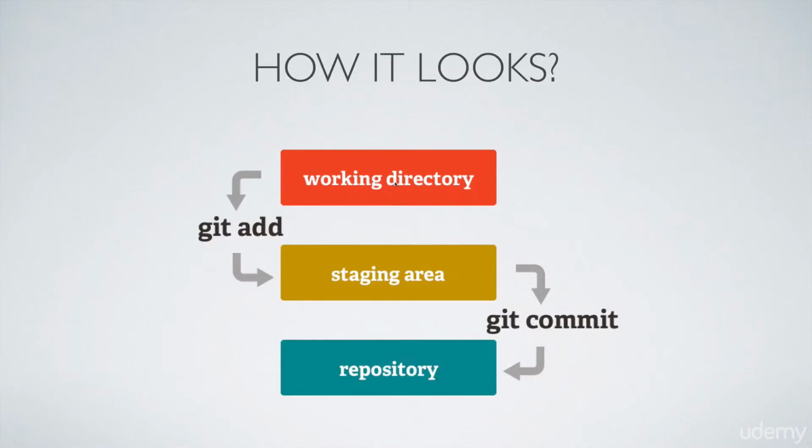It has something called a working directory, staging area, and repository. You add files from the directory to the staging area, and you commit them from the staging area to the repository. So the question, what are all these things, and what is add and what is commit? Let's take a look at these in detail.